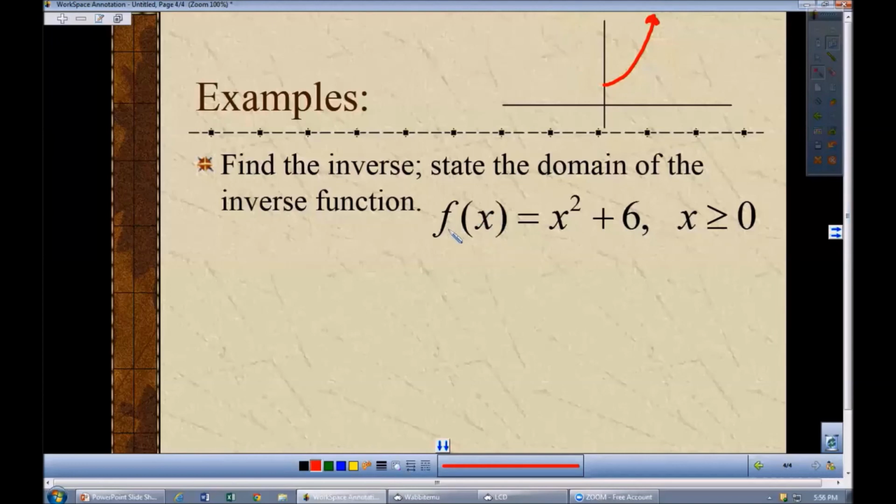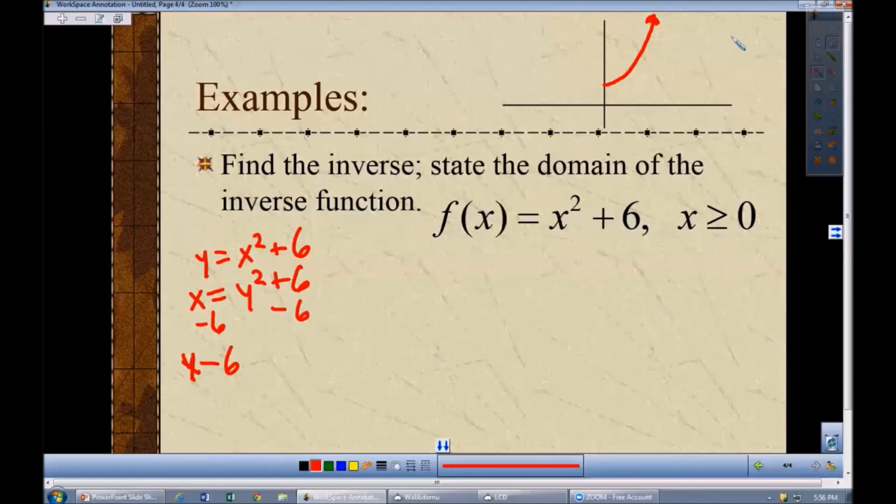Follow our steps. Replace f of x with y. Y equals x squared plus 6. Step 2, interchange x and y. X equals y squared plus 6. Step 3, solve for y. Here's where we do most of our work. Let's subtract 6 from both sides. X minus 6 is equal to y squared.